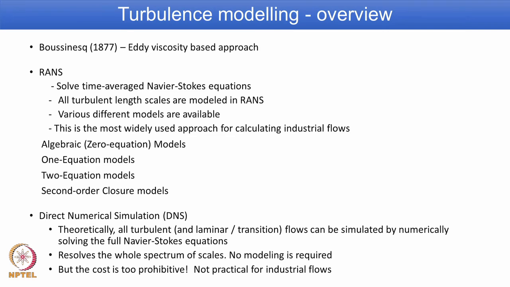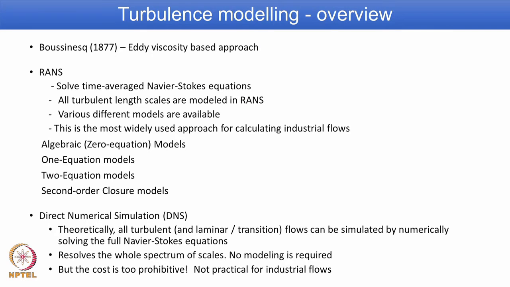The second approach is what is known as direct numerical simulation. As the name indicates, you obtain a solution without following any modeling strategy. So, theoretically all flows, that is laminar, transition and turbulent, can be simulated by numerically solving the full Navier-Stokes equation. As I mentioned before, the structure of the turbulent flow equation is the same as the original Navier-Stokes equation. If you interpret the variable as instantaneous, then it is for turbulent flow, otherwise it is for laminar flow.